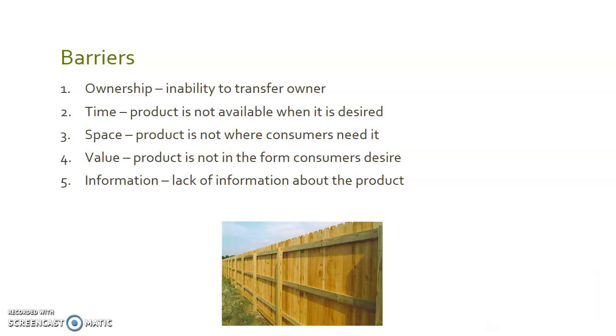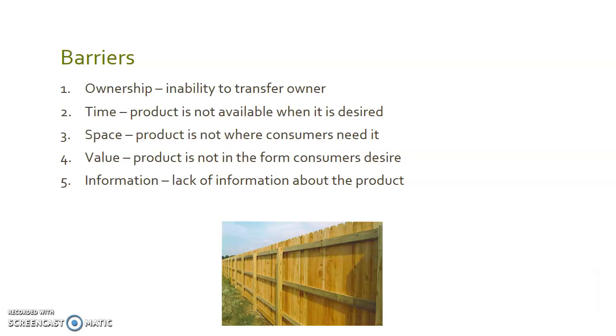Value. I always like to use wheat as an example here because I don't want you to bring me wheat. I want flour. So for me, there has to be a value added there. And then, of course, information. In today's society, there's a lot of information that is incorrect or just missing because people aren't as closely related to the farms as maybe in years past. So we have these barriers that keep producers from being able to easily get their product to the consumer.